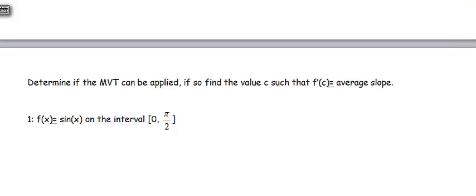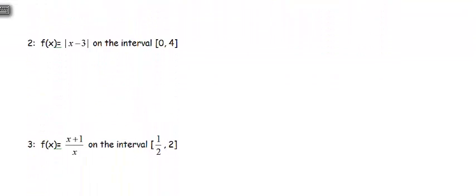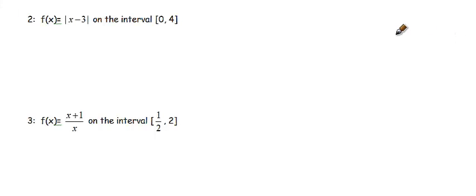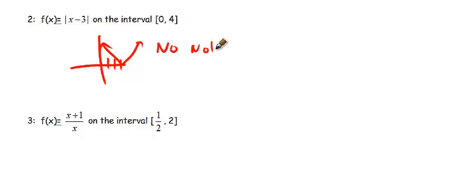Now, one of the things you got to make sure is that the mean value theorem can be applied. So looking at the second problem here, can you apply the mean value theorem on this interval? Well, not really, because over here at 3 to the right, you're going to have this corner. This is not differentiable. So no, not differentiable. There is no value, so I can't do it.